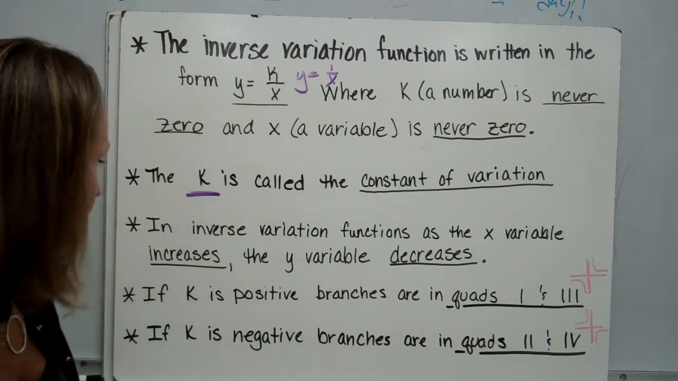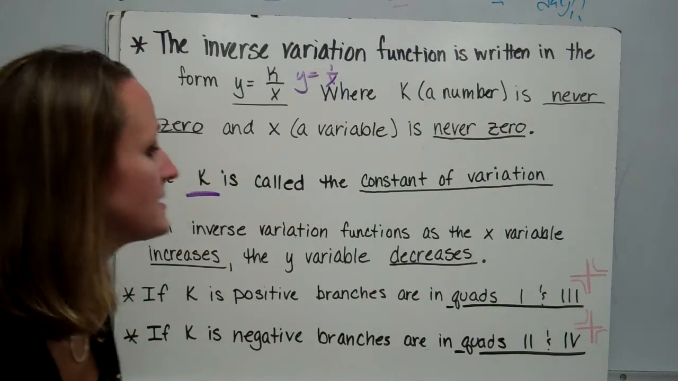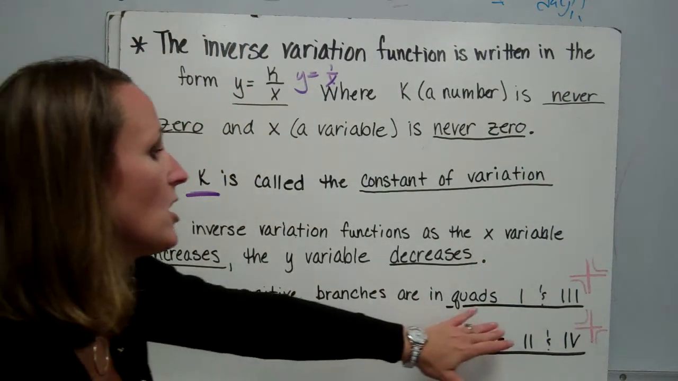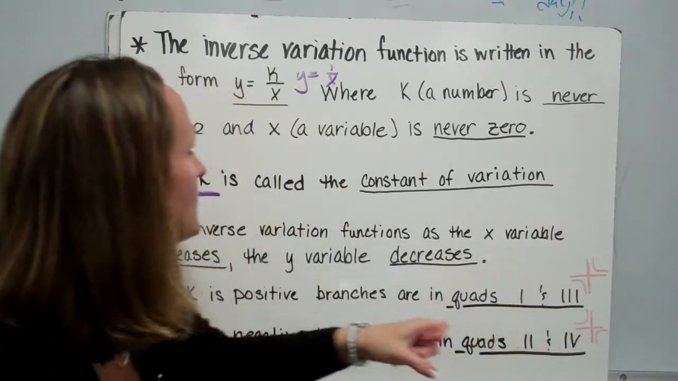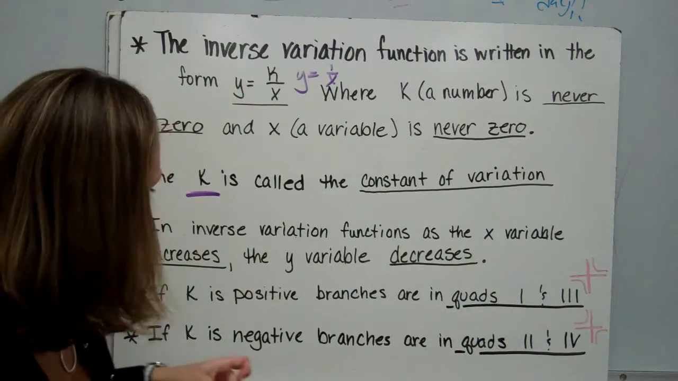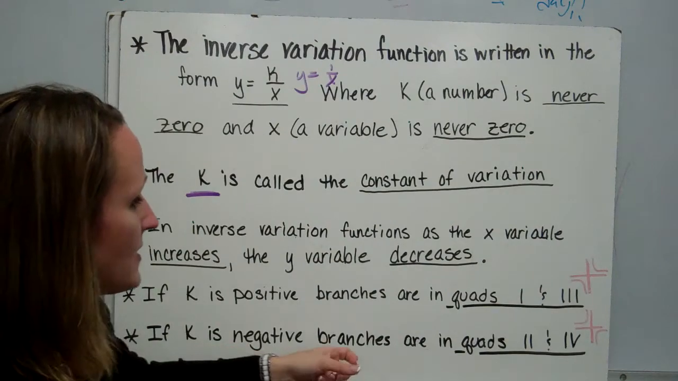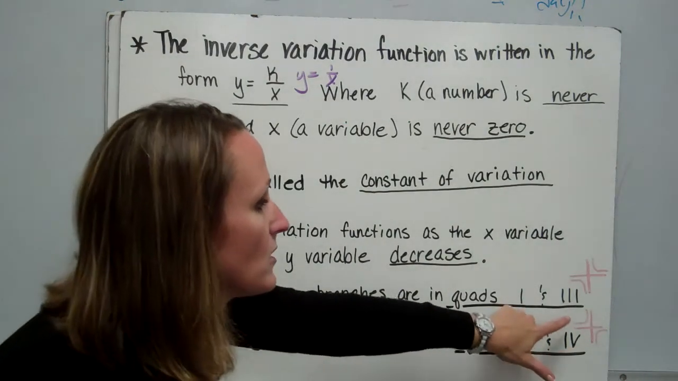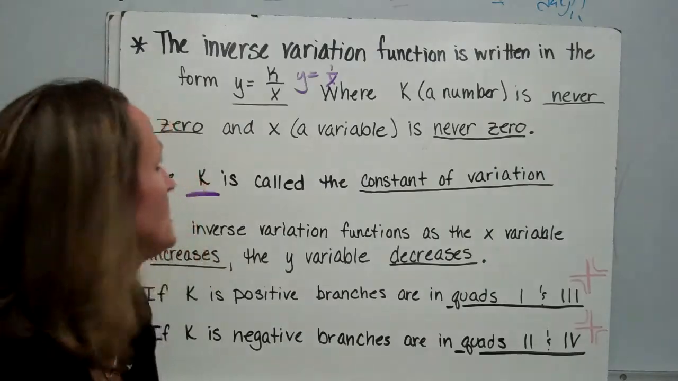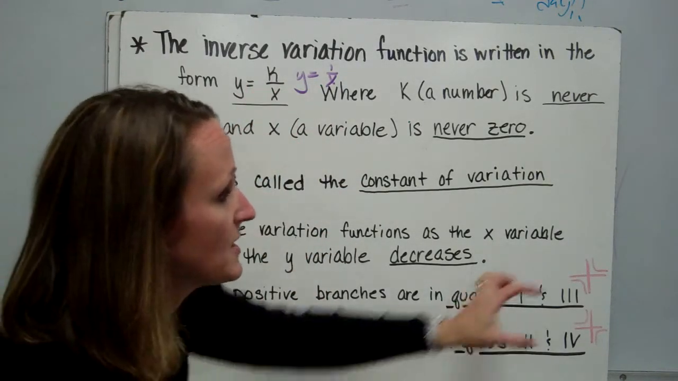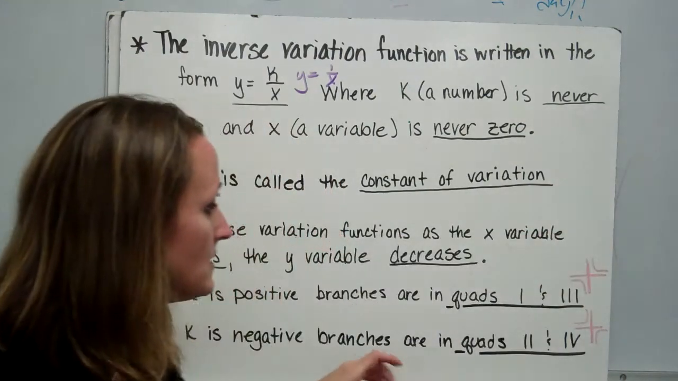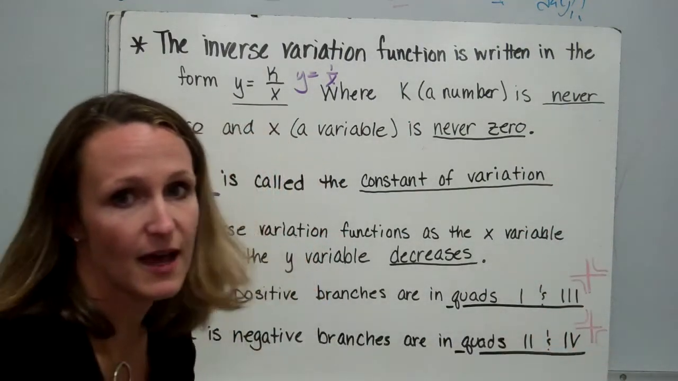If k is positive, the branches are going to be in quadrants 1 and 3, or they're going to be here and here. That's when this top number is positive. If k is negative, the branches will be in quadrants 2 and 4. In other words, your graph will look like this. So if your top number is positive, or if your entire equation is positive, I should say, your graph will look like this. If it's negative, your graph will look like that.